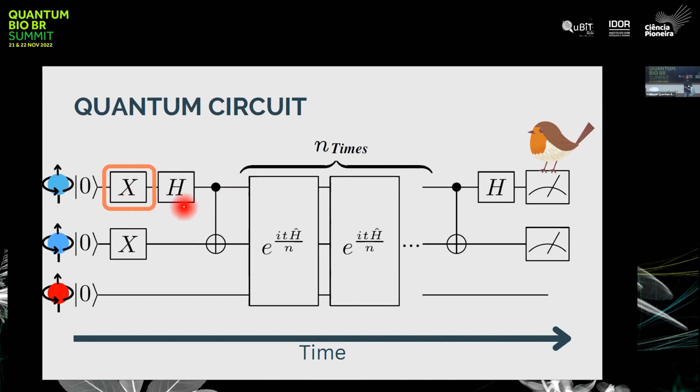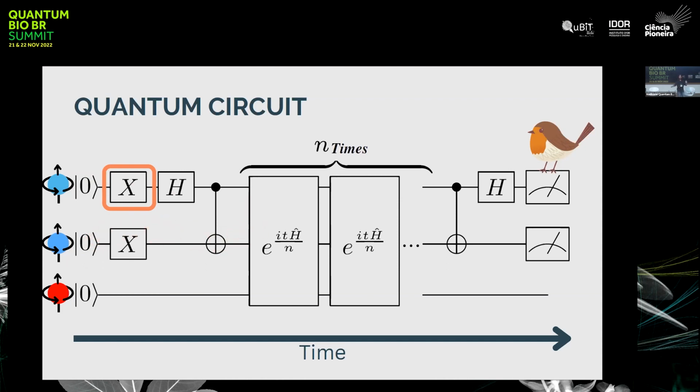This is the Hadamard gate. It puts our qubits in a superposition. And this little vertical line here represents an interaction between two qubits. It's called the CNOT gate. And it just means that this qubit controls the other qubit in this instance.